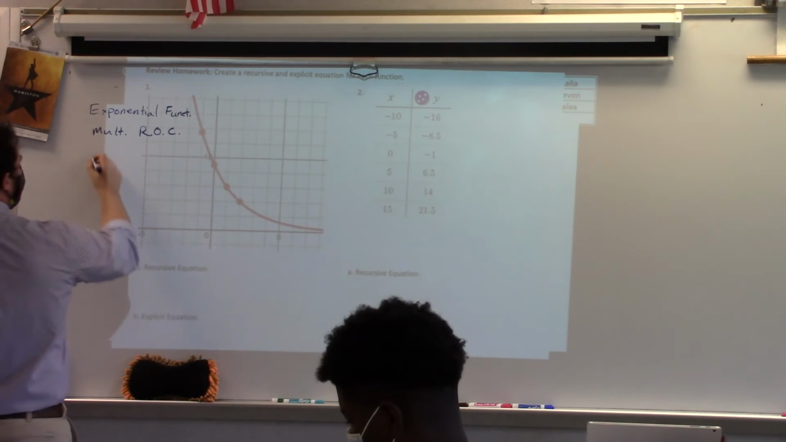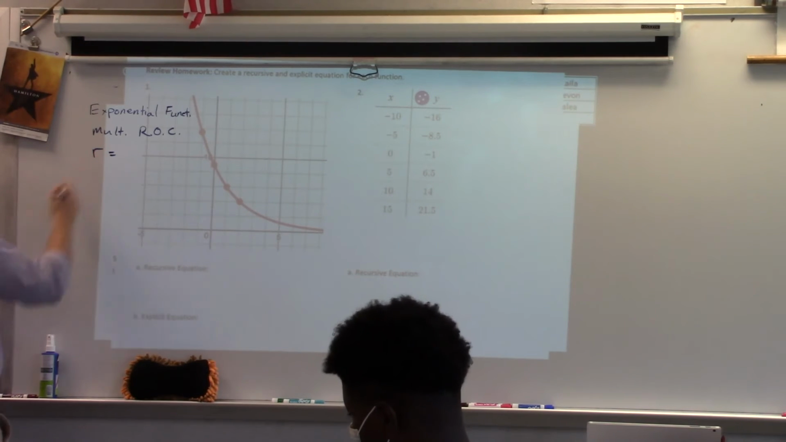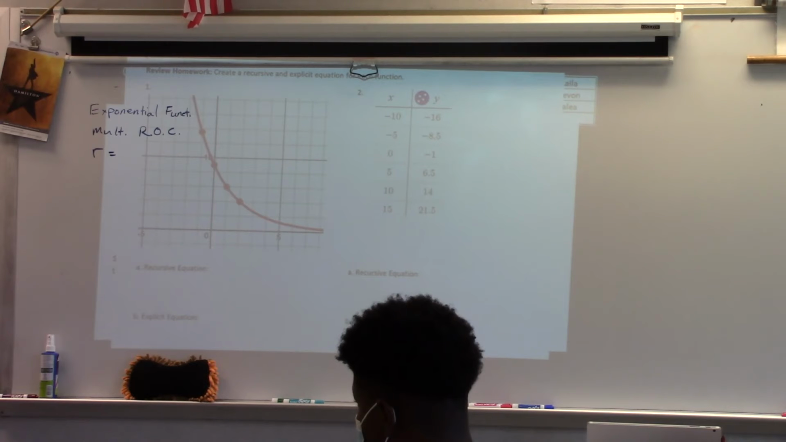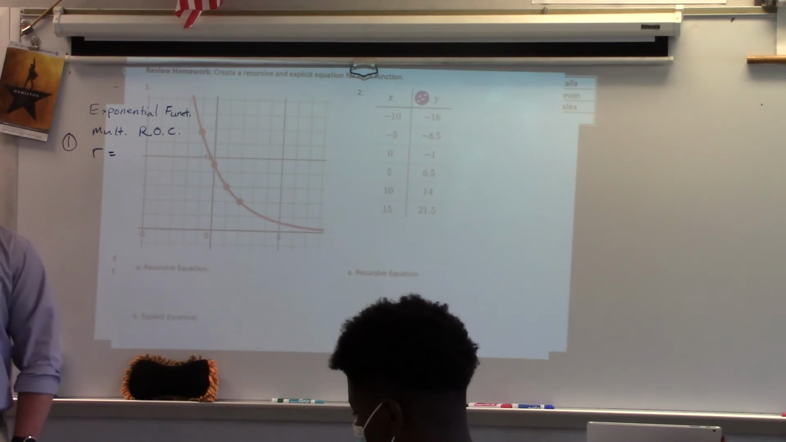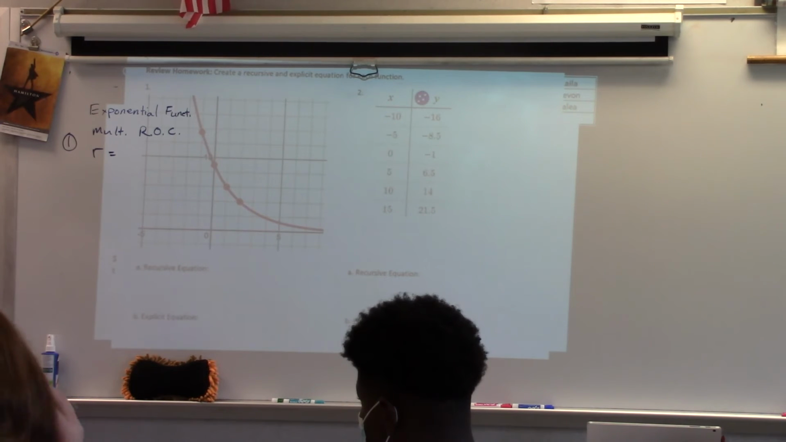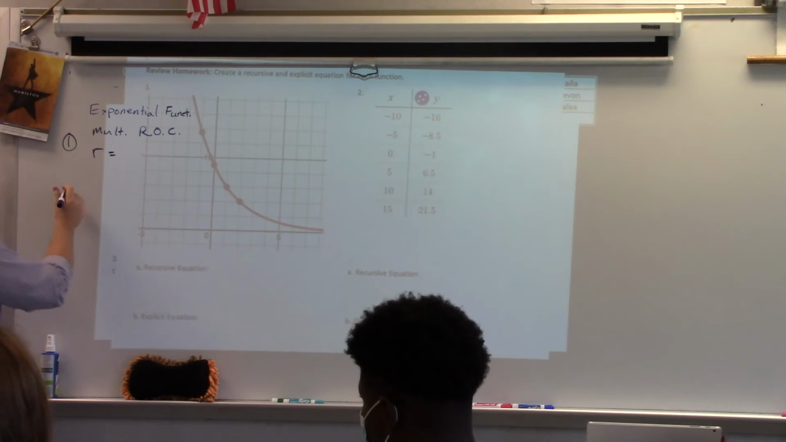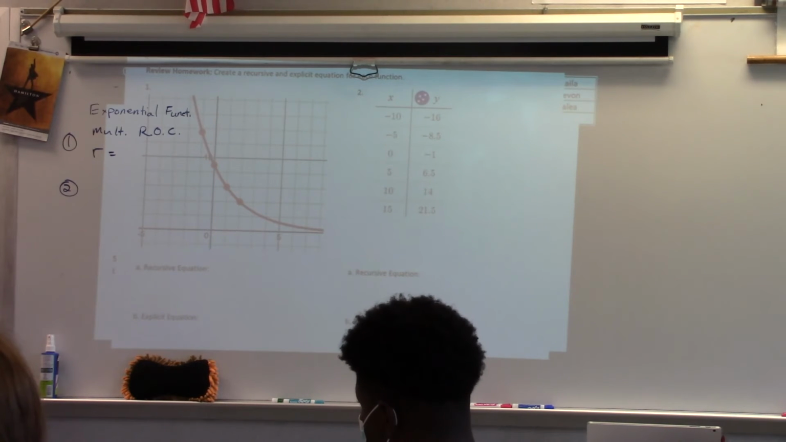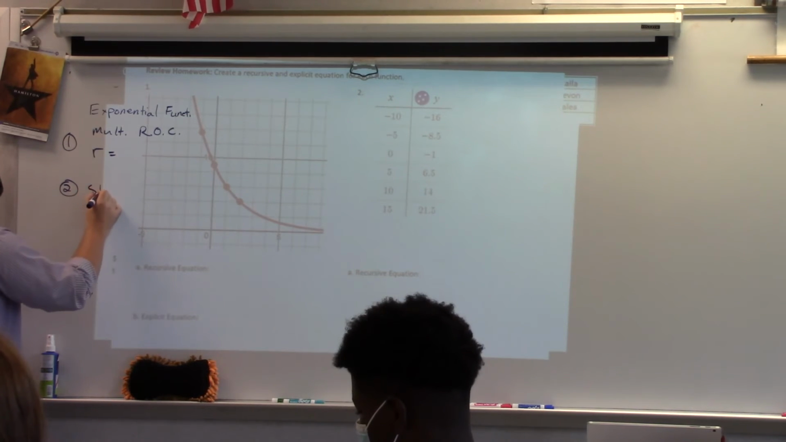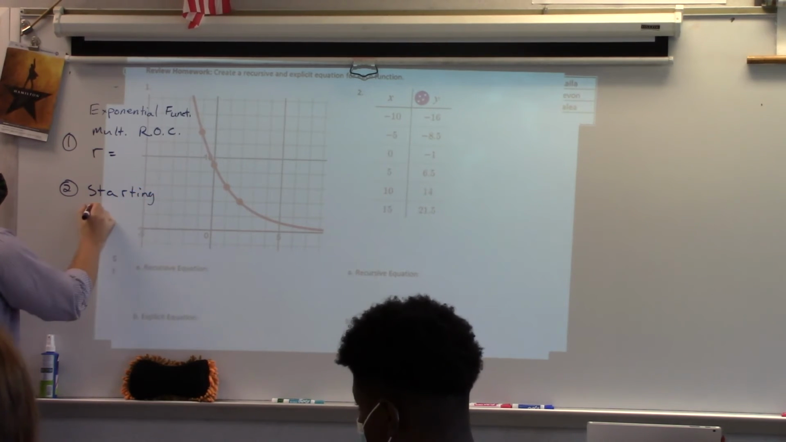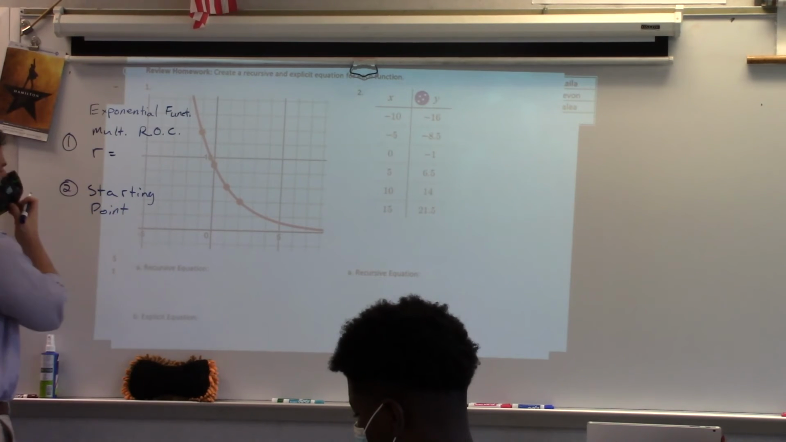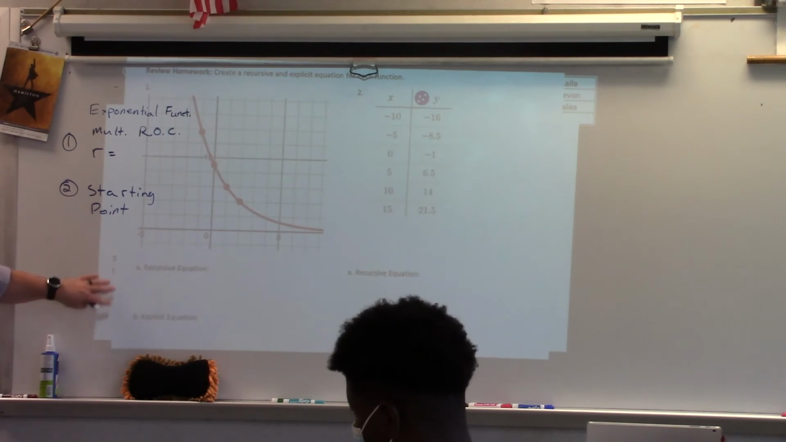Common ratio. Think about how we calculate that common ratio here. But two things I want you to remember. Is a multiplicative rate of change all you need to write this equation? No. What else do you need? There's something else you need besides the rate of change. A starting point. You have to have a starting point. It does not have to be the y-intercept, but you do need some kind of starting point. That's important for both a recursive and an explicit.